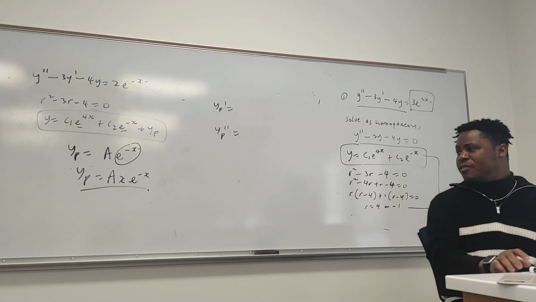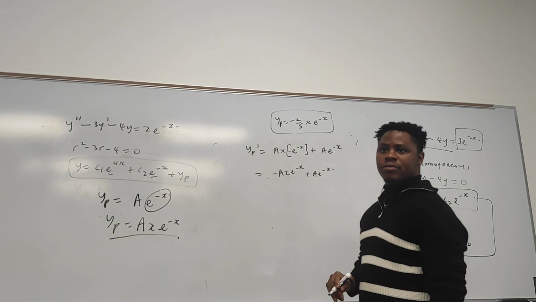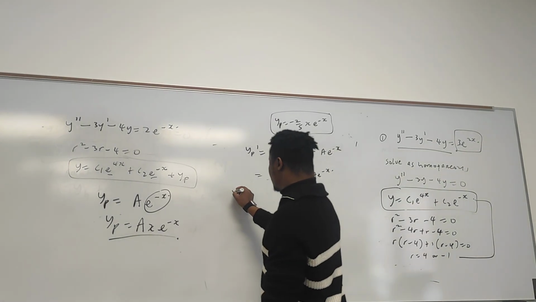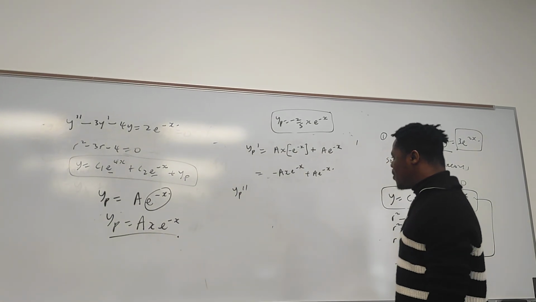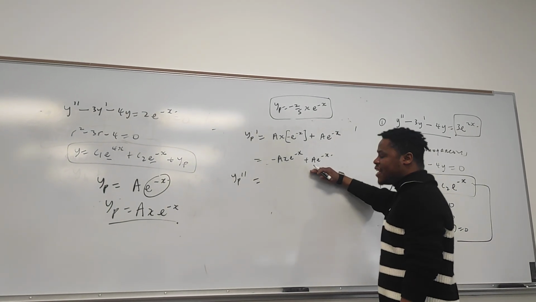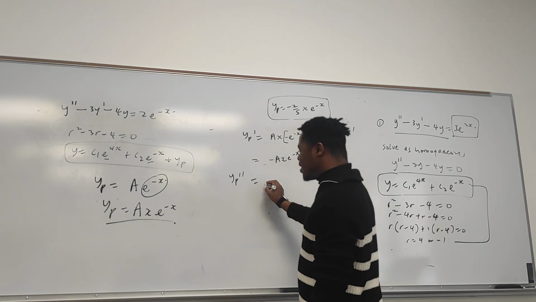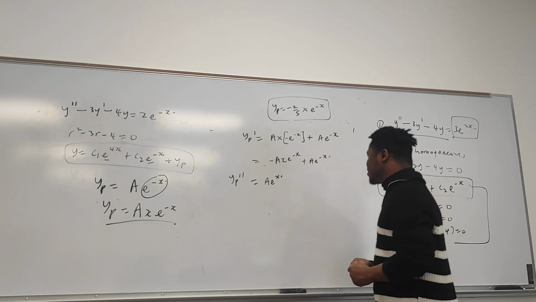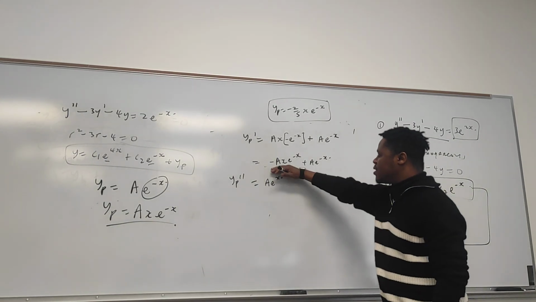So keep solving now. A exponential minus x. Is that what you got? So let's do yp prime prime. Yp prime prime is, let's start with this one. If you differentiate this, you just get the same thing. Yeah, you get the same thing, right? Is that what you got, or you get exponential minus x? Is that correct?